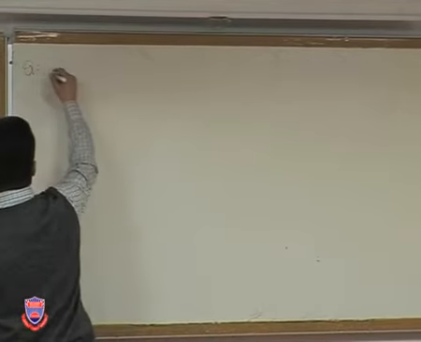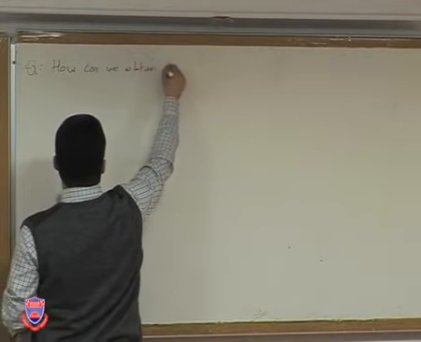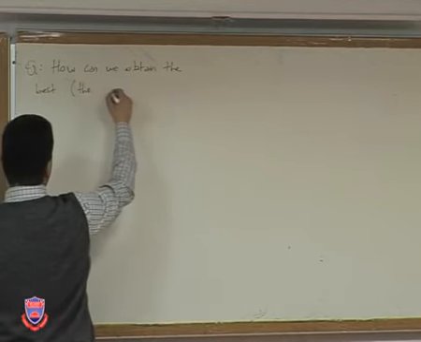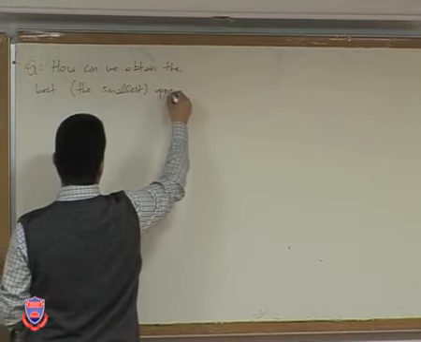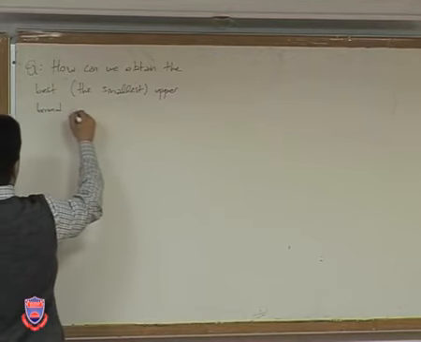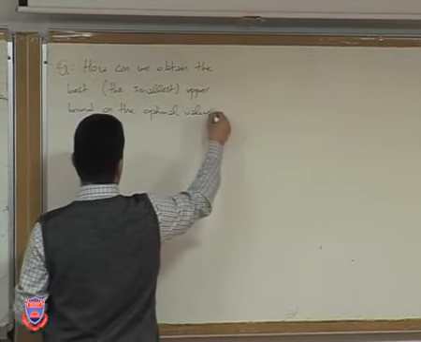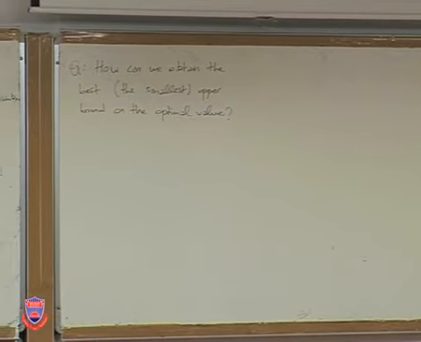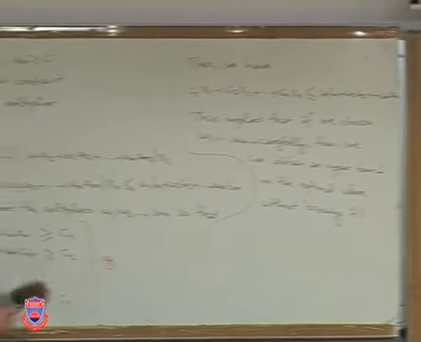So the question basically is the following. How can we obtain the best, and the best means the smallest, upper bound on the optimal value? Well, the answer is actually here.